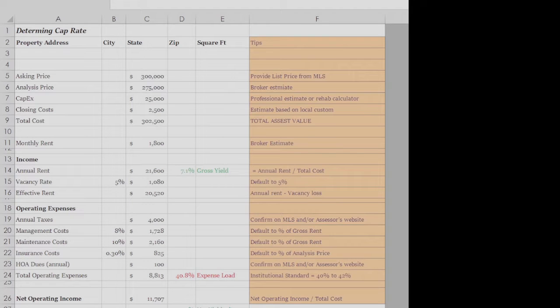If you've been thinking about owning investment real estate or heard others talking about it, you've probably heard them talking about cap rate. So, what is cap rate, and how do I find it on a rental real estate property?